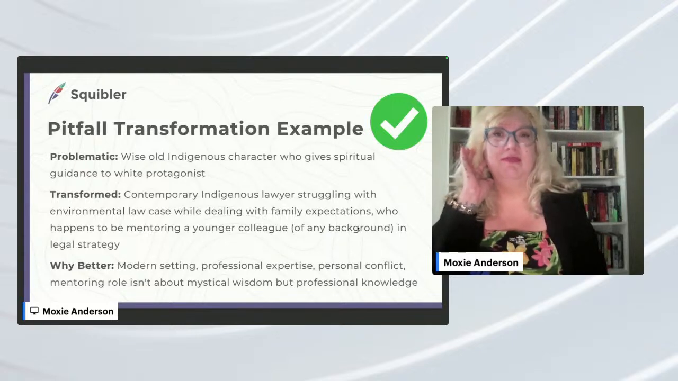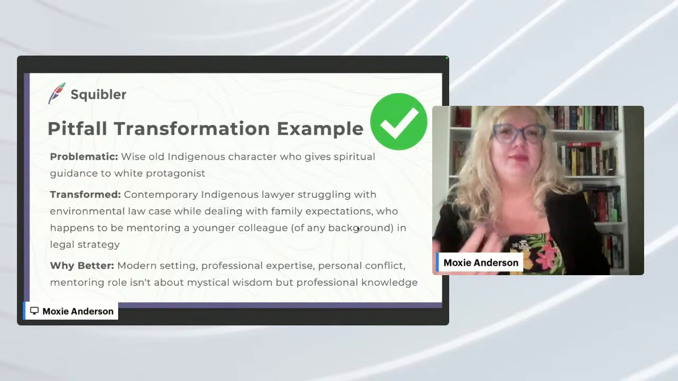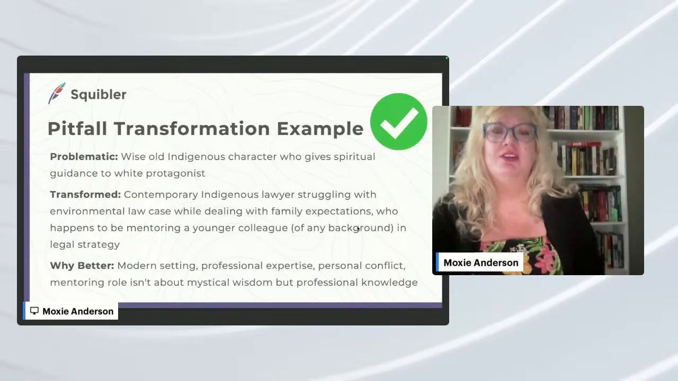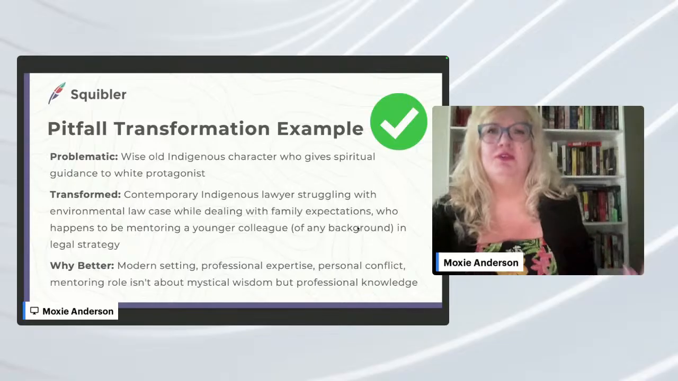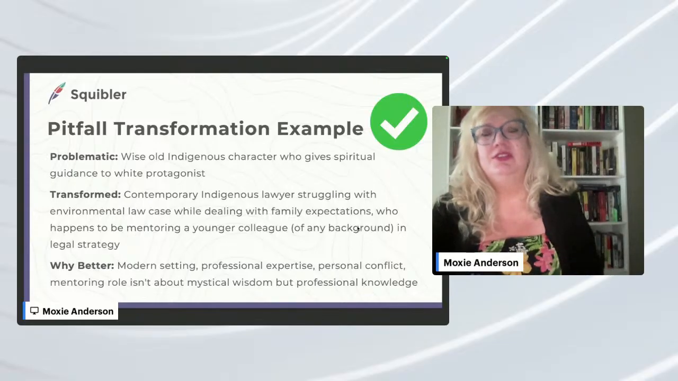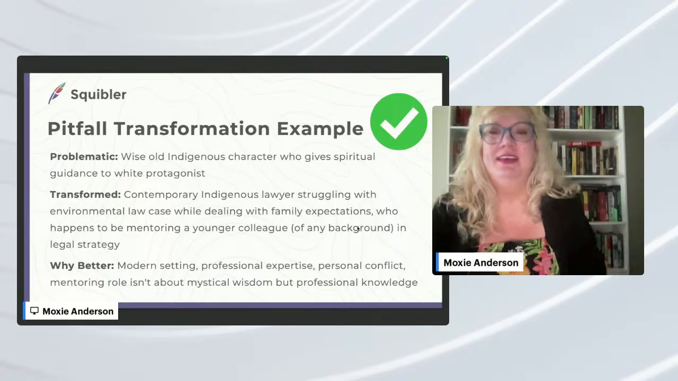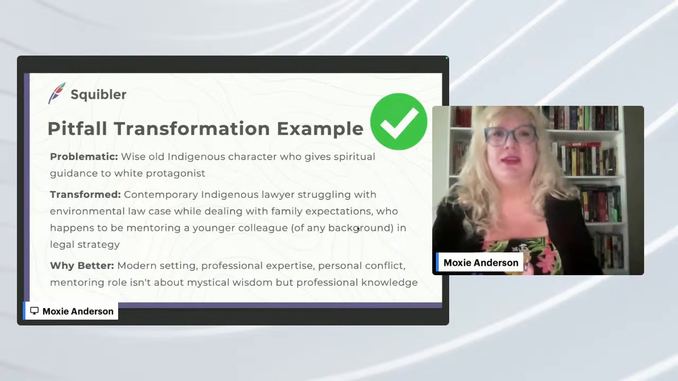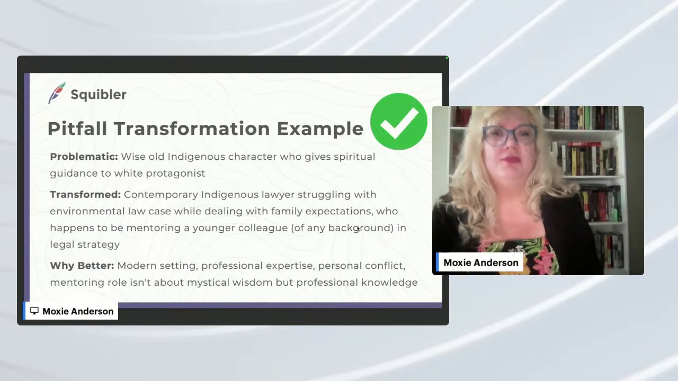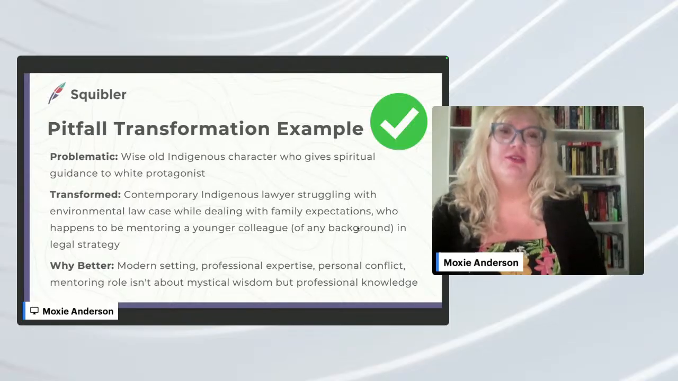So here's an example of how things might go wrong and might turn into stereotype or caricature versus how you can change that. A problematic example of a diverse character could be the wise old indigenous character who gives spiritual advice to a white protagonist. You'll see this a lot in older films, especially older cowboy films. You could transform this. Have a contemporary indigenous lawyer who's struggling with an indigenous law case while dealing with family expectations. This person is also mentoring a younger colleague in legal strategy. You're giving a lot more depth here by including these details.